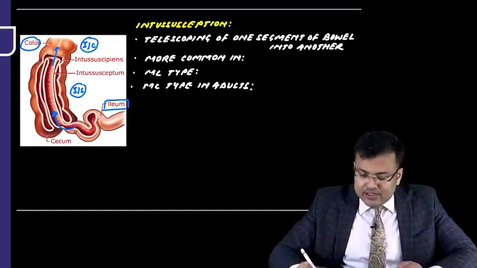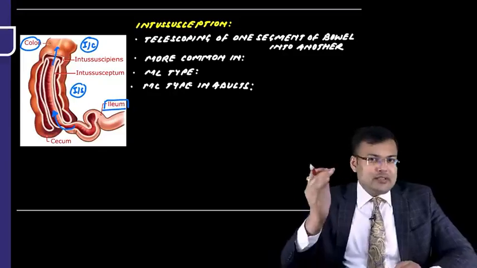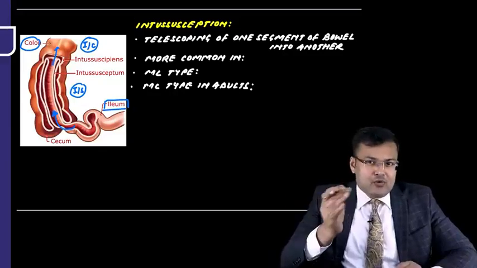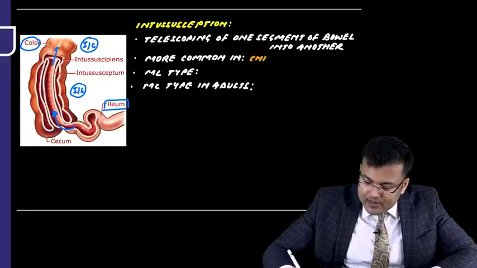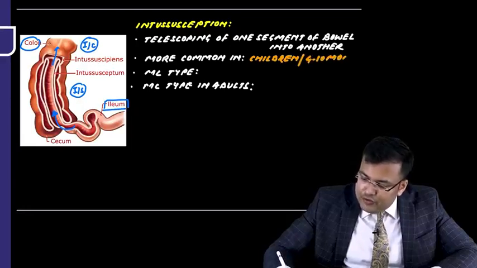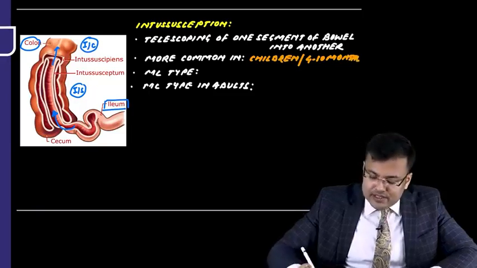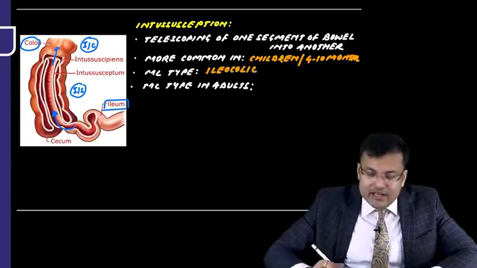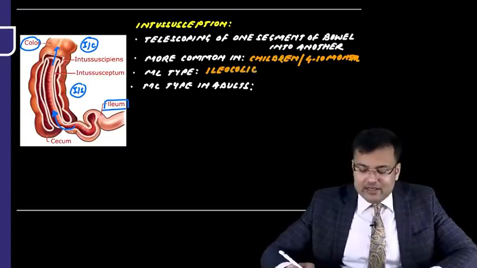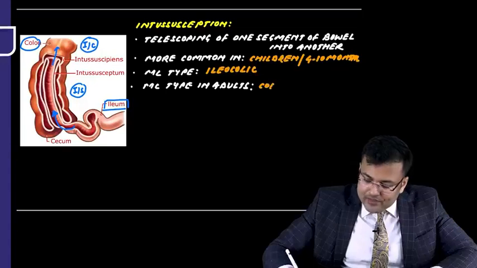So important points you can see here. Intussusception is telescoping of one segment of bowel into another. It is more common in children. In which particular age group? Age group 4 to 10 months of age. The most common type we discussed: the ileum goes into the colon, so that is ileocolic. And the most common type in adults is colocolic.